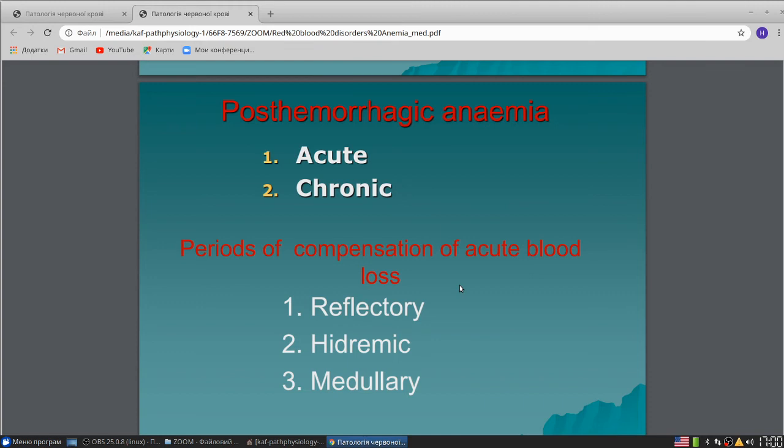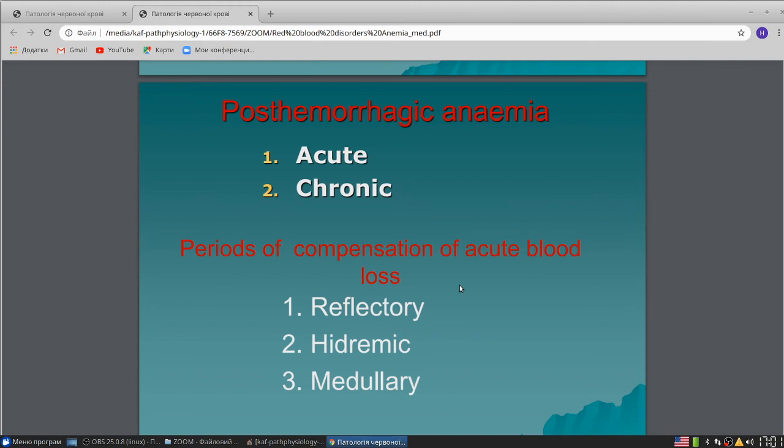When we talk about the refractory period of compensation, it is due to full hypovolemia and activation of stress hormones like catecholamines and adrenaline, which cause spasm of peripheral blood vessels, tachypnea, tachycardia, and increased production of renin, stimulating synthesis of angiotensin and aldosterone, which stimulate retention of water, which will be present in the hydraemic stage.